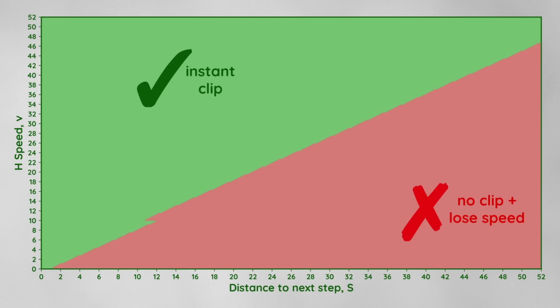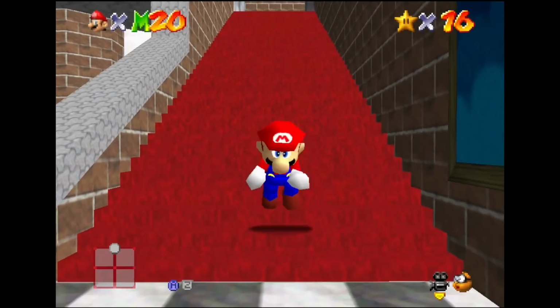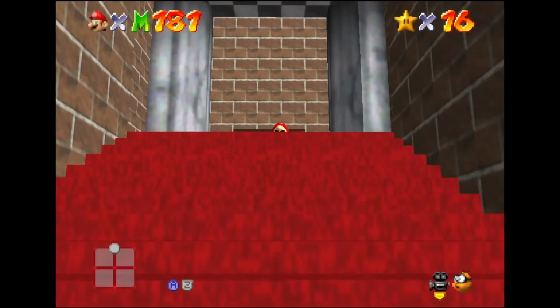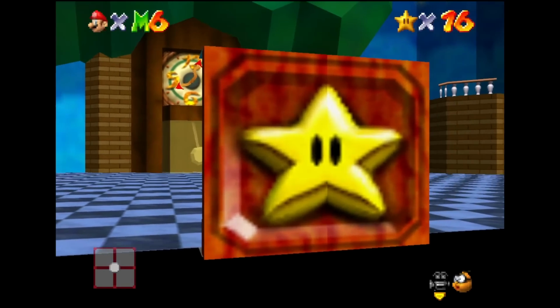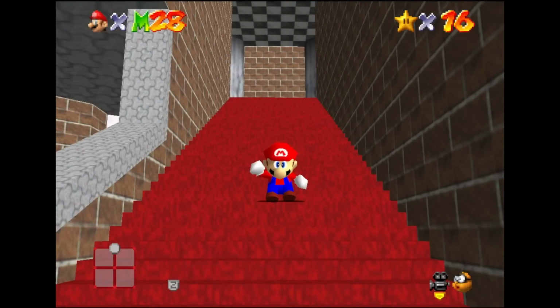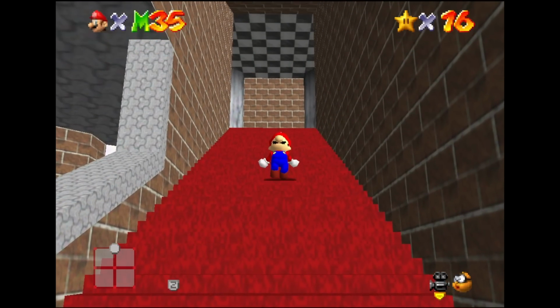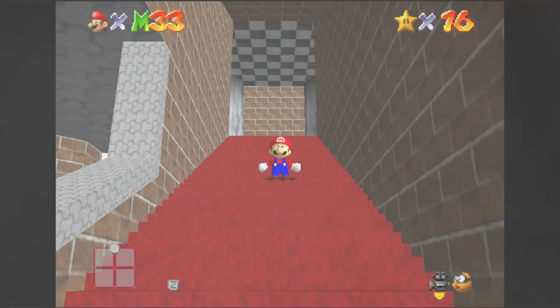First we need to make one correction. Previously we've assumed a binary success criteria where either we clip into the next step or we don't clip and lose speed. But there's a third possibility. If we're moving fast enough, we can land further up the stairs with a net increase of speed even without a clip. You can see this happening here. Here our speed is 28, but after jumping, we land with 33 speed.